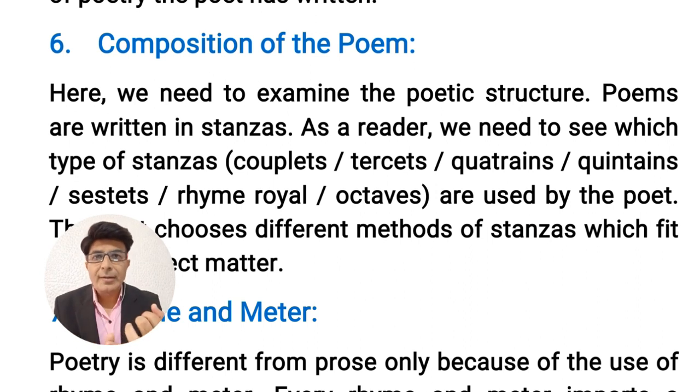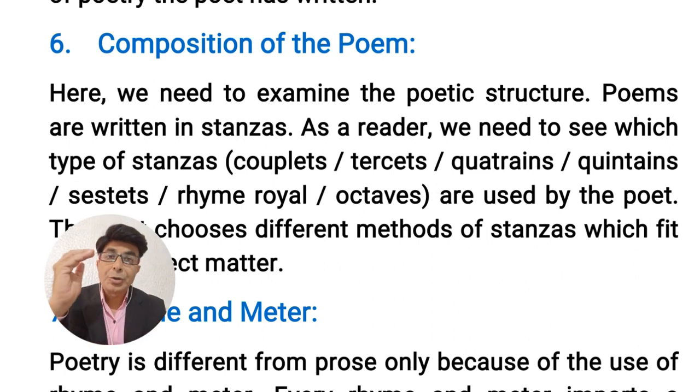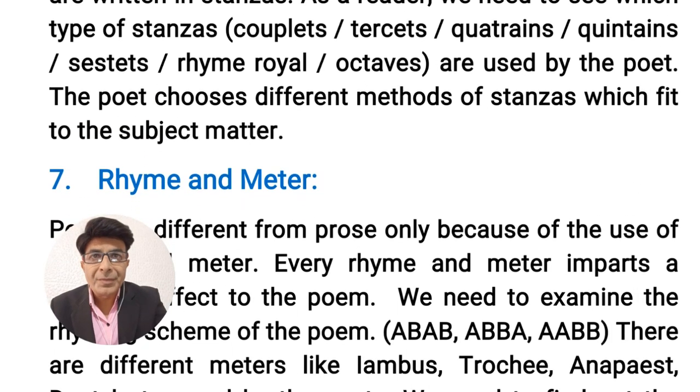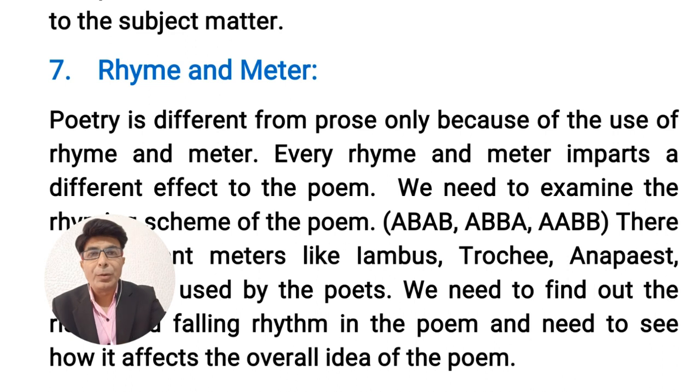and which kind of stanzas are used by the poets. In one of my previous videos, on rhyme and meter, versification, I have discussed these different types of stanzas: couplets, a stanza of 2 lines; tercets, a stanza of 3 lines; quatrains, a stanza of 4 lines; quintains, a stanza of 5 lines; sestets, a stanza of 6 lines; rhyme royal, a stanza of 7 lines; octaves, a stanza of 8 lines. These are different types of stanzas. So you need to count how many lines are there in the poem, how these lines are divided into different stanzas, and then how many stanzas are there in the poem.